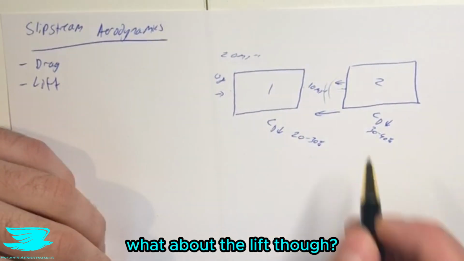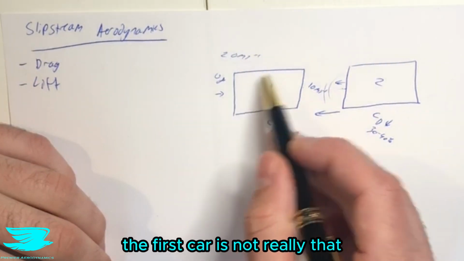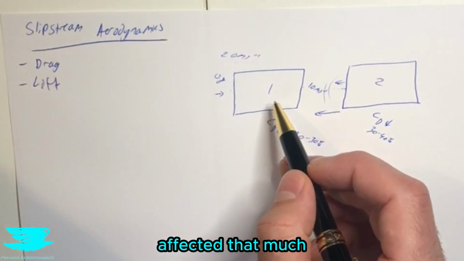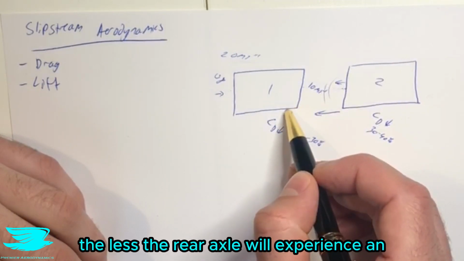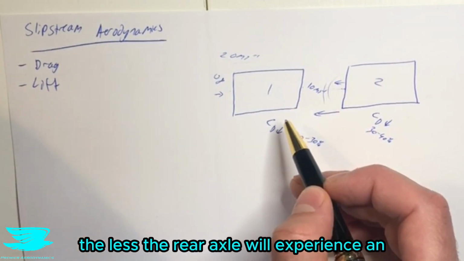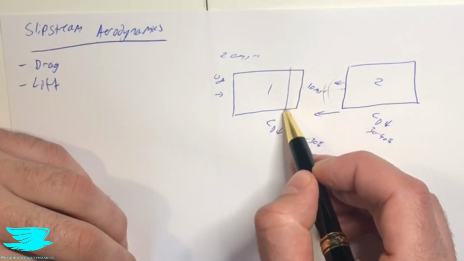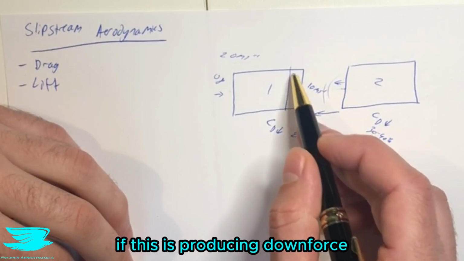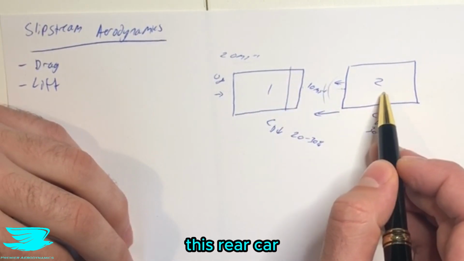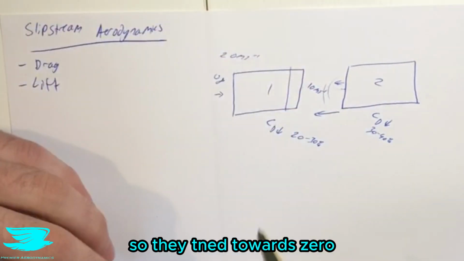What about the lift though? That is the drag. Well, if we look at the second car, the first car is not really that affected. The rear axle is kind of a little bit affected. The closer this gets, the less the rear axle will experience an increased lift or downforce. So if this rear axle here is producing lift, this car coming closer will reduce that lift. If it is producing downforce, this rear car coming forward will reduce that downforce as well. So it'll tend towards zero.